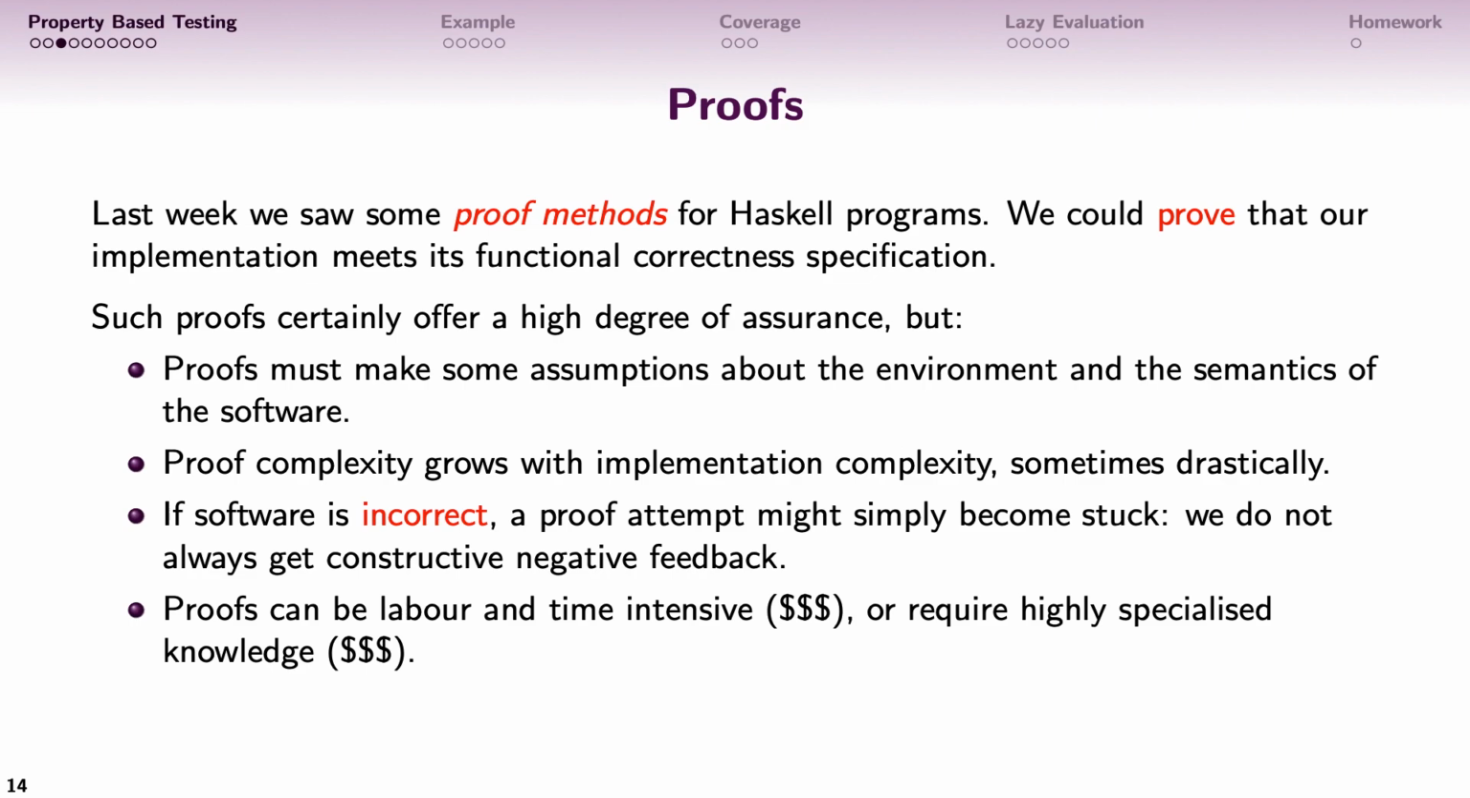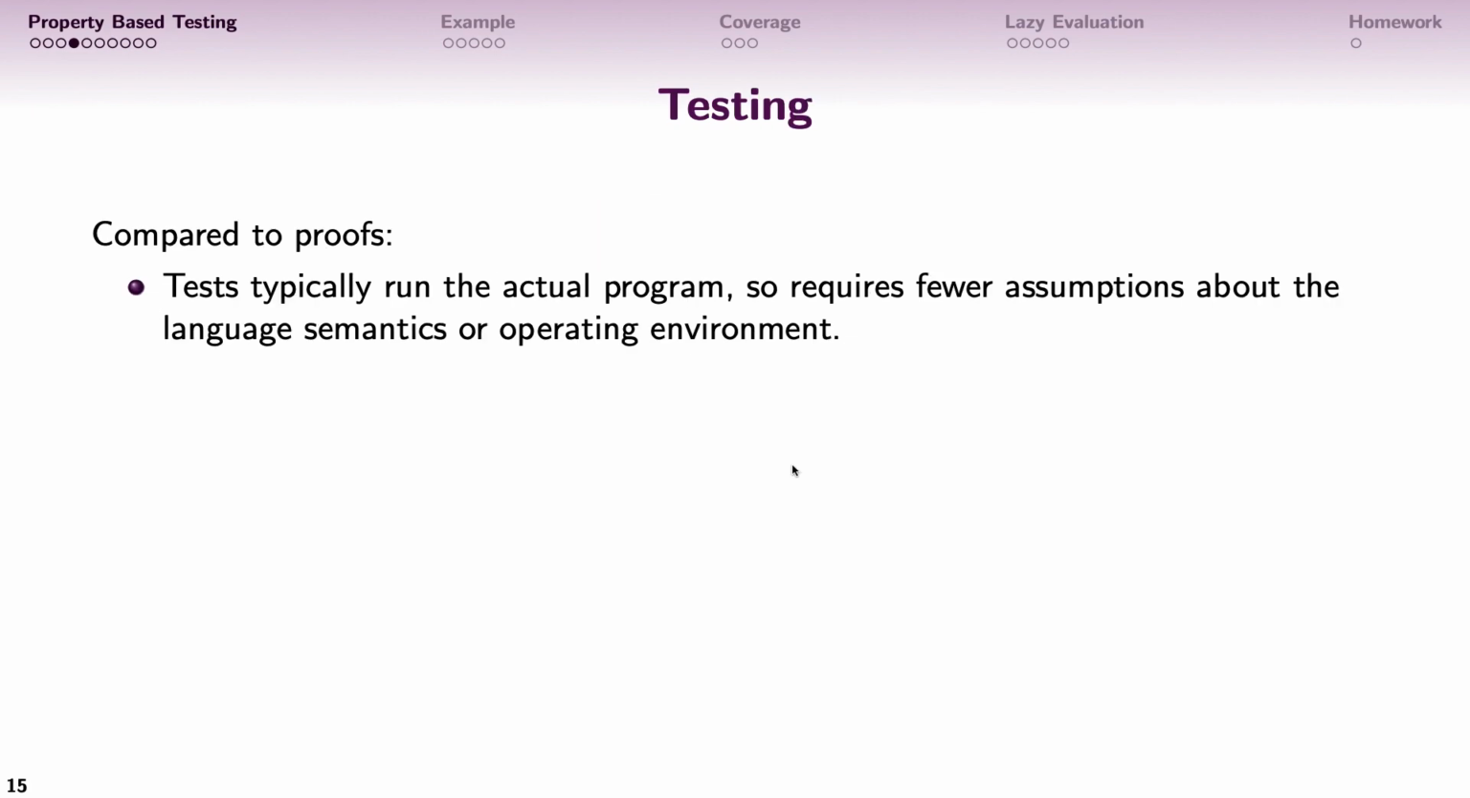So how does testing compare to proofs? Well, testing, I think pretty uncontroversially, gives you a lesser degree of assurance than proofs do. If you test a piece of software, that is a much weaker guarantee of correctness than a proof is. However, tests do usually run in the actual environment in which the software will execute. Or even if not, it will at least be running.